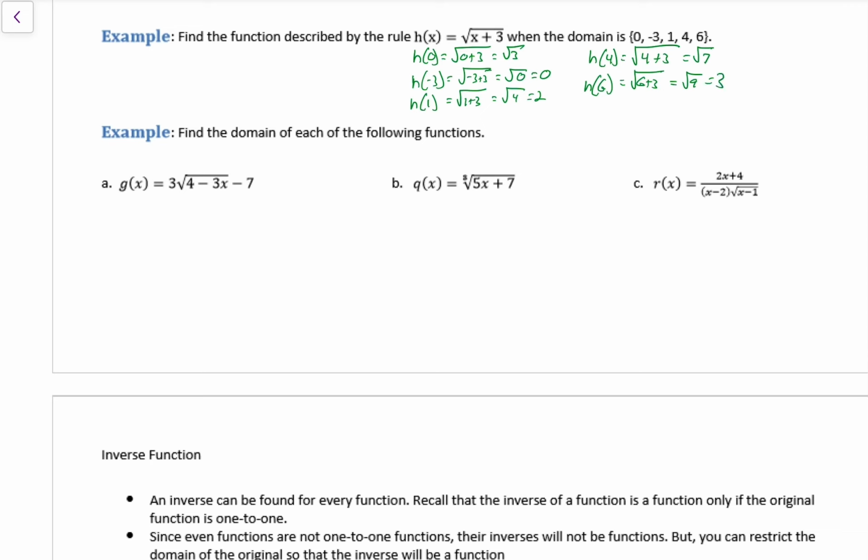So find the function described. So the function is going to be, it's just a bunch of ordered pairs. I'll list all of our ordered pairs. So we had 0, root 3; -3, 0; 1, 2; 4, square root of 7; and 6, 3. And so we described, or found, the function described by the rule. So it is those 5 points.